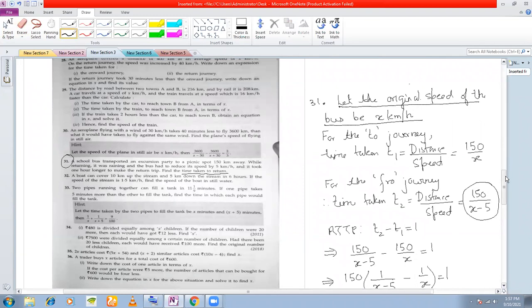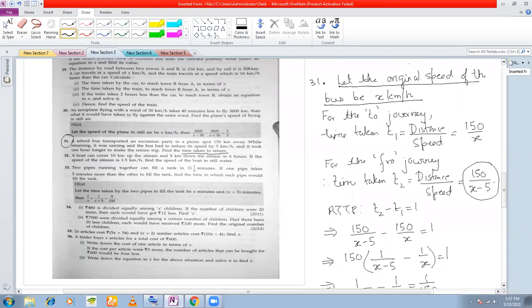The next question can be, next you will have a statement there, and the statement will be that the school bus is transported to an excursion to a picnic spot 150 kilometer away. This is going to be the next statement. While returning, it was raining, and the bus had to reduce its speed by 5 kilometer per hour, and it took 1 hour longer for the return trip. Now I'll give you this statement, and then I will form the questions.